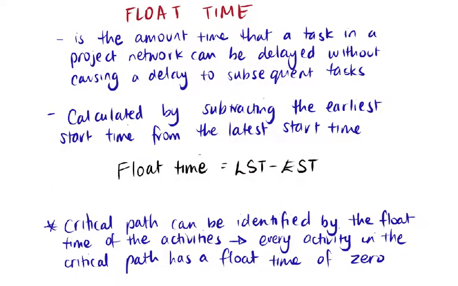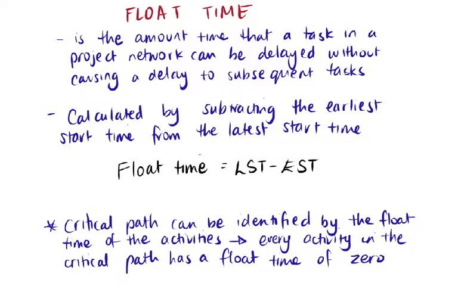Now we're going to be looking at how to calculate float time to be able to find the critical path. The float time is the amount of time that a task in a project network can be delayed without causing a delay to subsequent tasks. So if you have a float time of 0, it means that it cannot be delayed at all. That's why any activities with a float time of 0 are along the critical path, because these cannot be delayed.